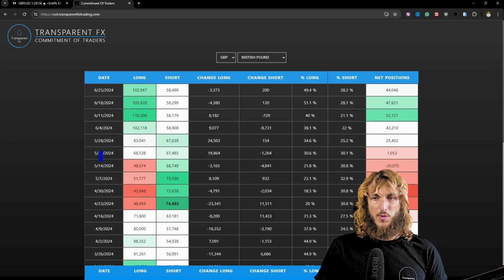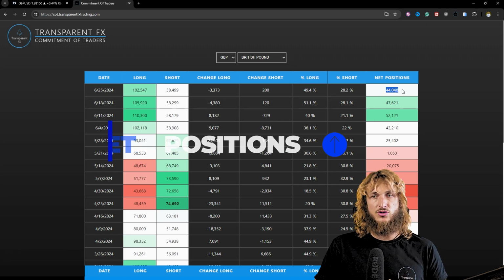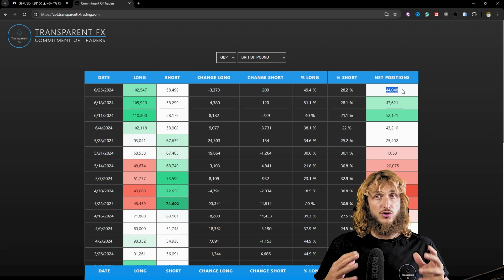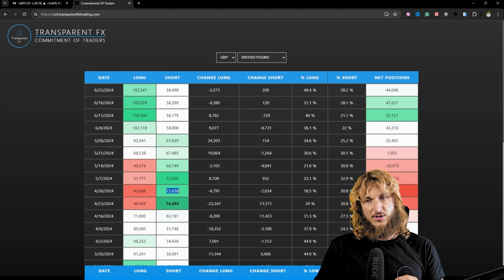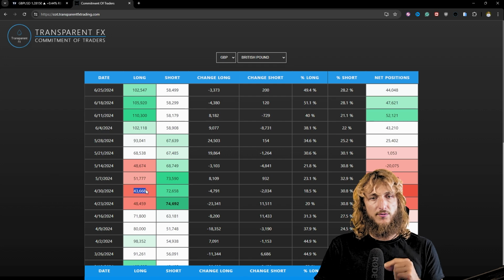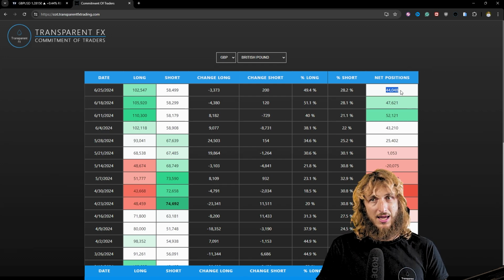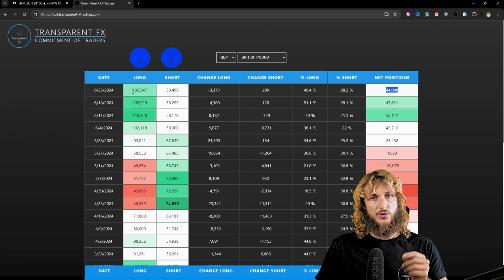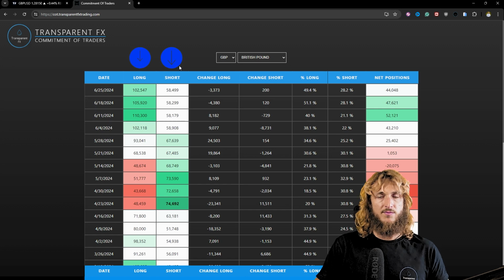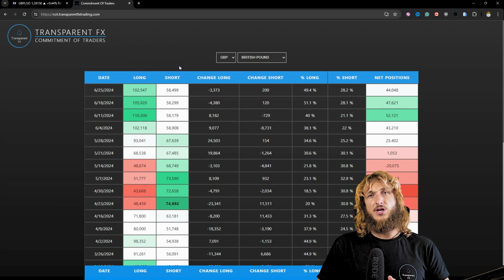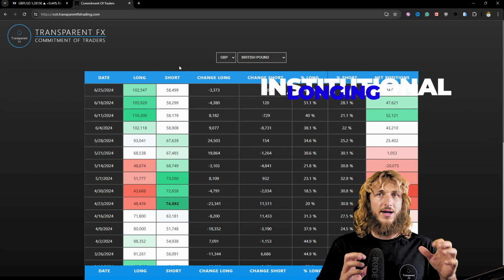And with the last reports, we went from having minus 28.9k net positions all the way up to a positive net positioning of 44k net positions, showing how institutions went from having more shorts than longs, with 72.6k shorts compared to only 43.6k longs, all the way up to now having a positive net positioning of 44k net positions, so more longs than shorts, 102.5k longs compared to only 58.4k shorts. So institutions are moving to the bullish side of the GBP, therefore GBPUSD, making it stronger. So let's keep that in mind and move back to the chart.